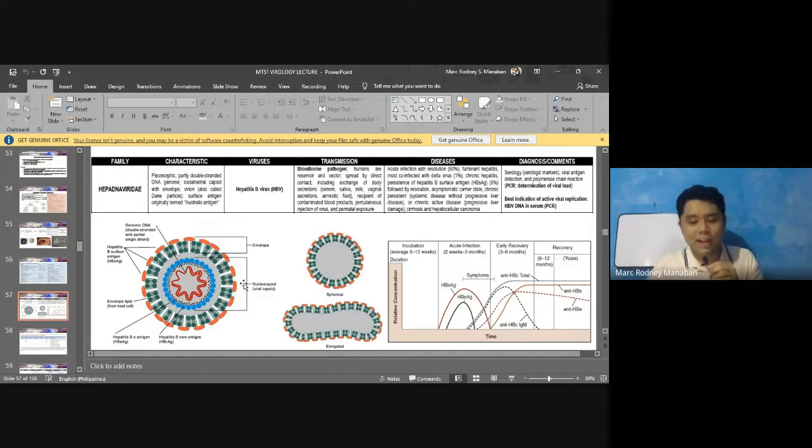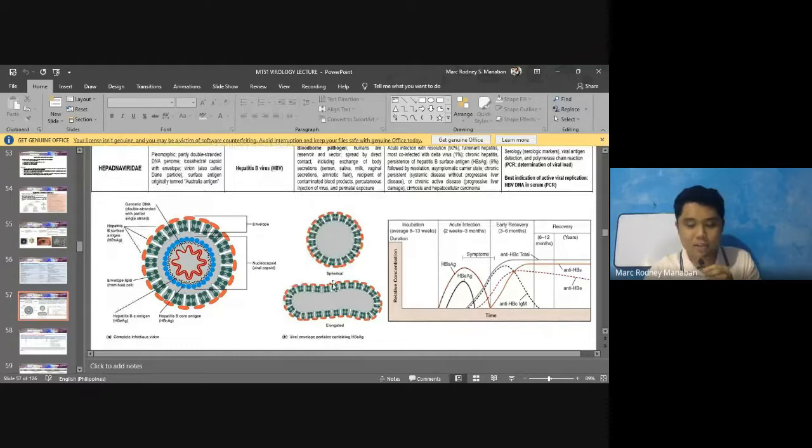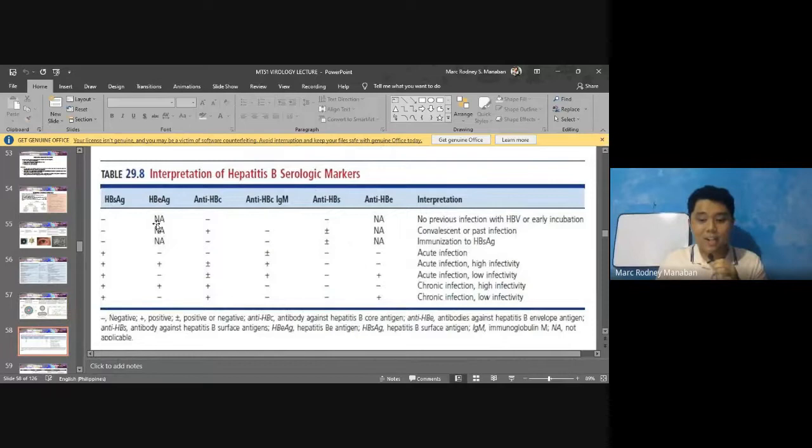Okay, so take note, this is the complete infectious virion. There are other virion shapes such as your spherical or elongated. But these shapes are the non-infectious particles of your hepatitis B. Okay? So take note of that. And of course, the markers, ayan, ako na lang i-show ang table. Of course, the HBsAg, the HBeAg, anti-HBC, anti-HBs, and anti-HBe.